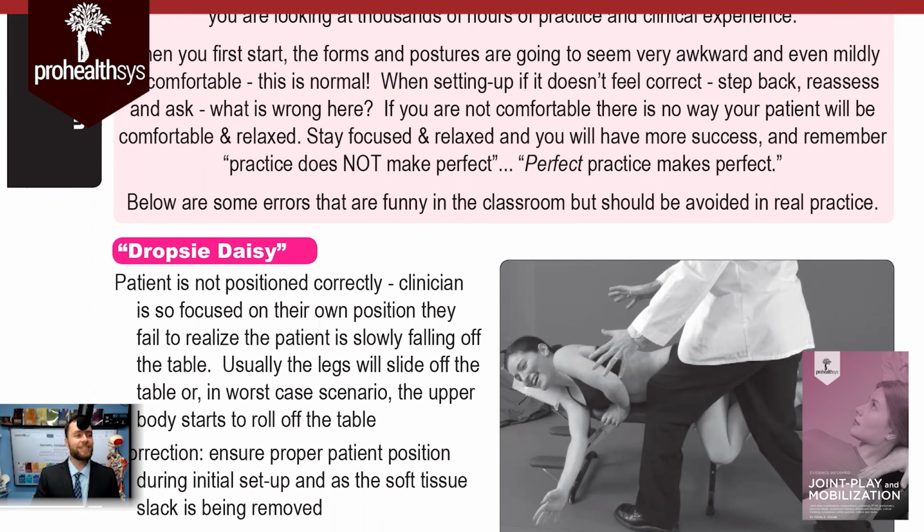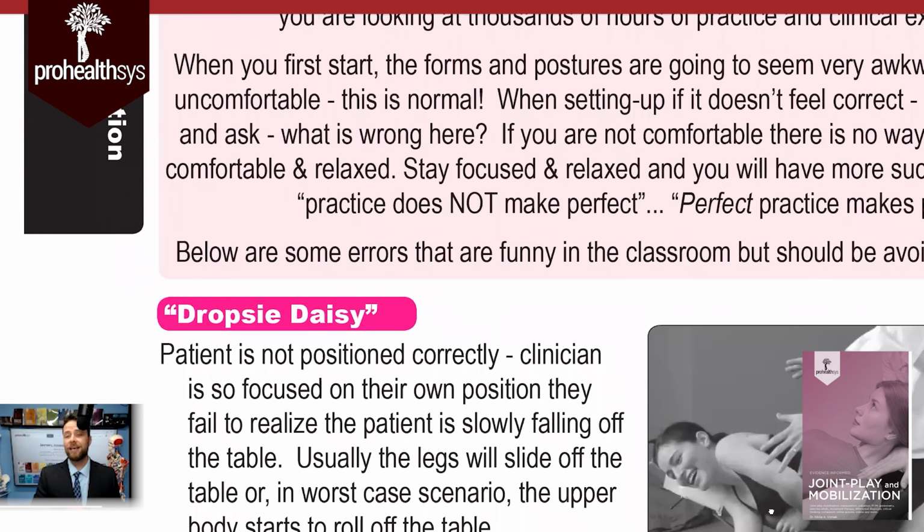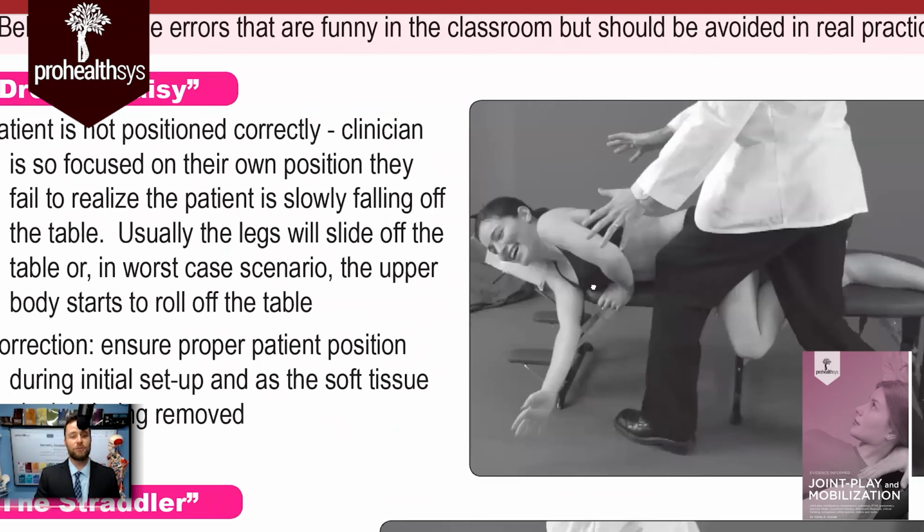Okay, dropsy daisy. That's not going to be me. And yes, I came up with all these names myself. The dropsy daisy. So what happens? If you look at my knee, it is straight up and down. That means if somebody pushes into me, I'm going to fall over with them. My foot is probably under the table when that happens. So as long as your tibia is leaning towards the table, the chance of you dropping somebody is basically zero.